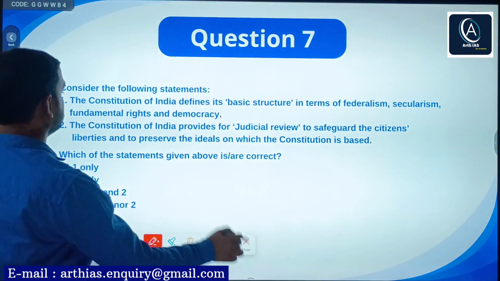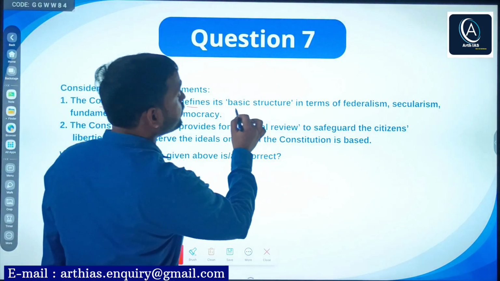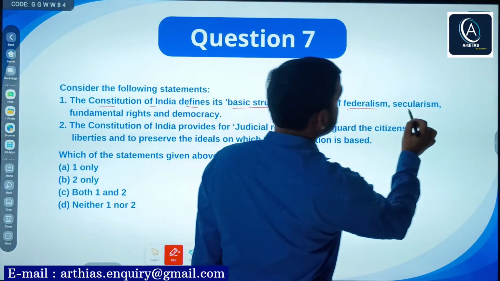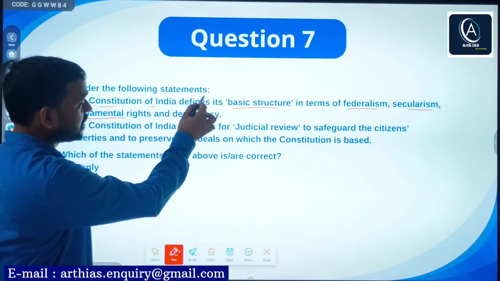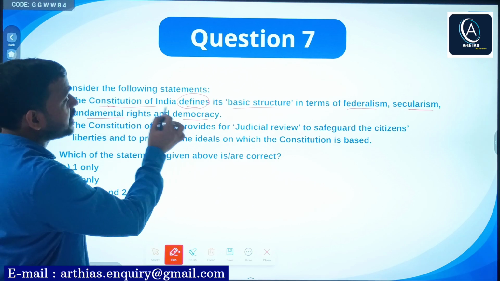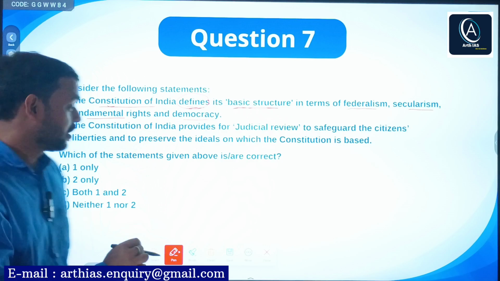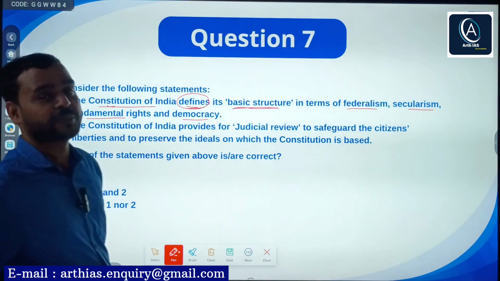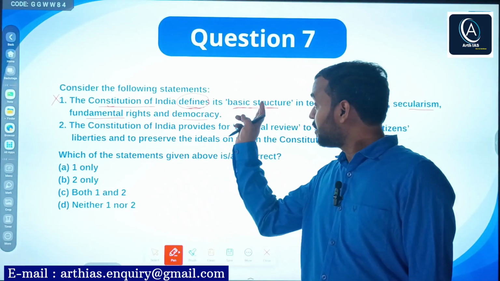It says, consider the following statement. The Constitution of India defines its basic structure in terms of federalism, secularism, fundamental rights and democracy. Listen, be very careful. The Constitution of India defines its basic structure. Absolutely wrong. Why? Because nowhere does the Constitution of India define basic structure.